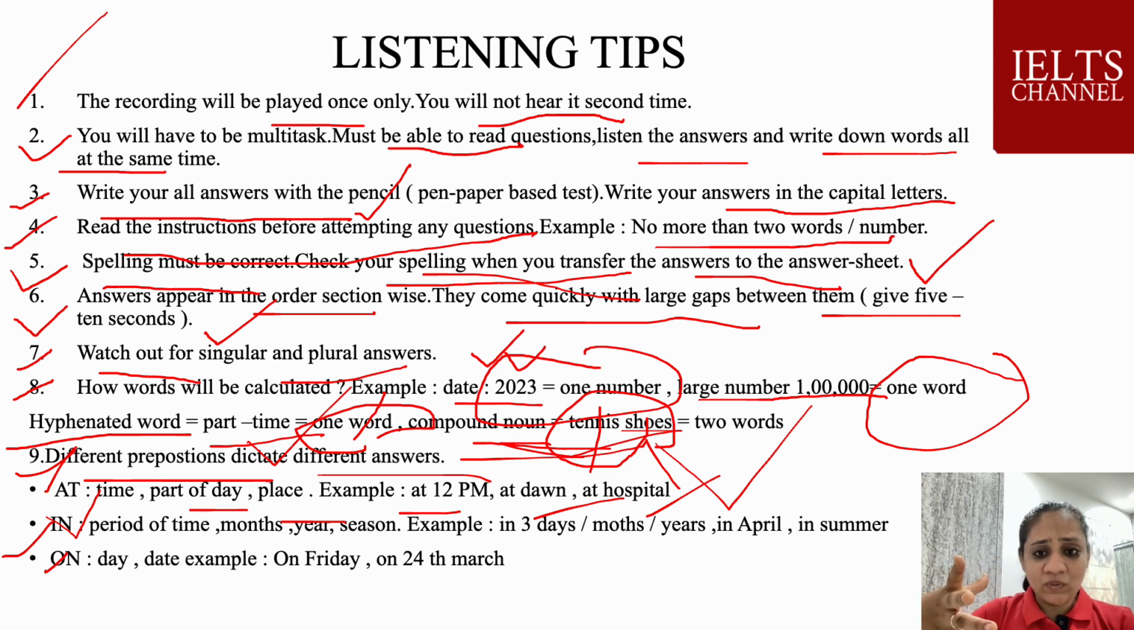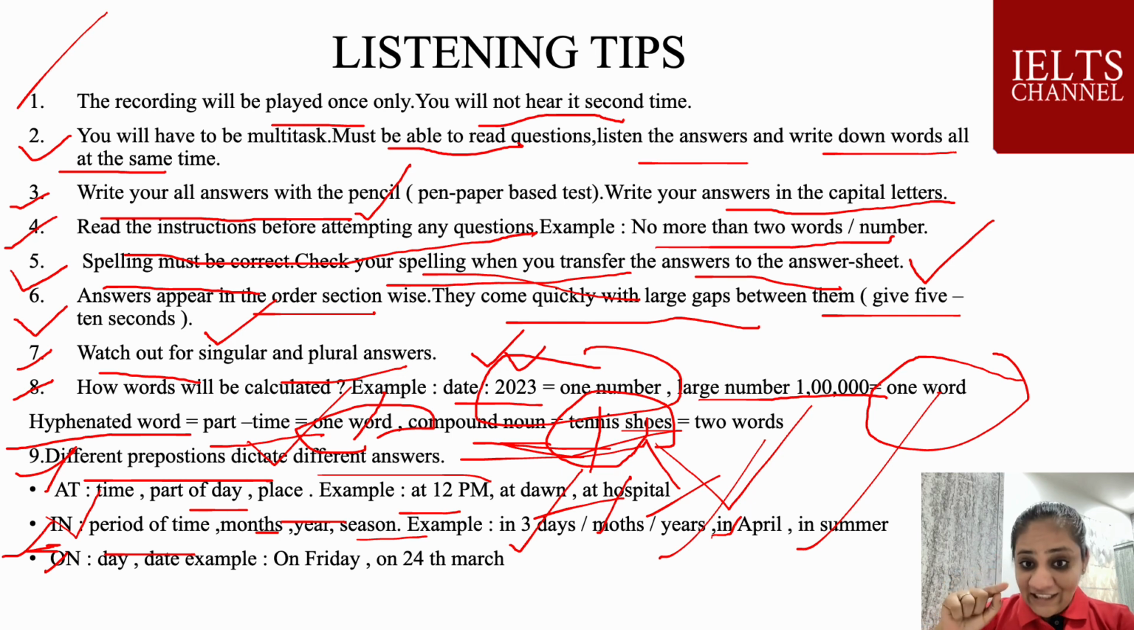This is not just guesswork, and it is related to our grammatical rules too. If you have in and afterwards a blank, you have to focus on a period of time, month, year, or season. For example, in 3 days, in 3 months, in the year, in April, or in the summer. So if in is given before the blank, you have to fill it with a period of time, a month, a year, or a season. Understood? Let's see the next.